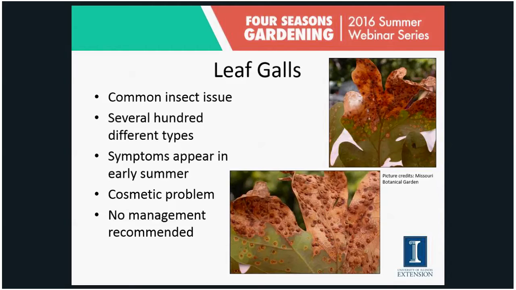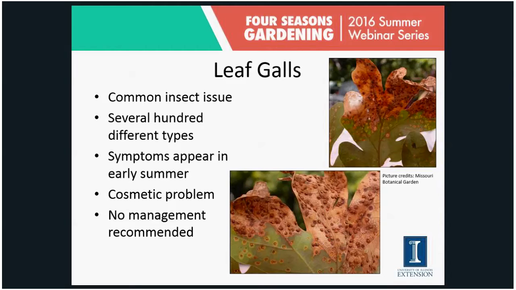Sometimes if you get enough of them, as with these pictures, you'll actually get some tip dieback of the leaf tissue itself. But you can see those galls, those little cushion shaped structures on the underside of the leaf. Sometimes they're on the above side of the leaf. Sometimes they're on the leaf vein. So they can show up anywhere. The good news is that they're very dramatic looking, and if you get the really big ones, they can be somewhat unsightly. But again, these are considered cosmetic problems.